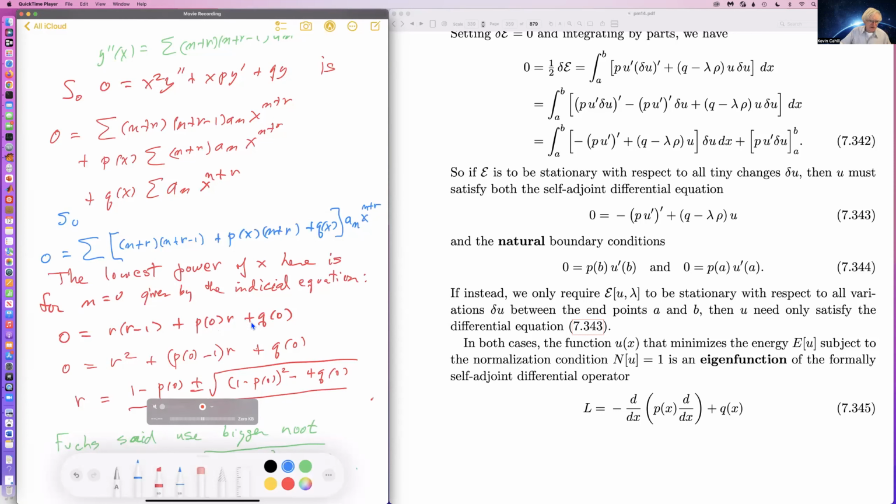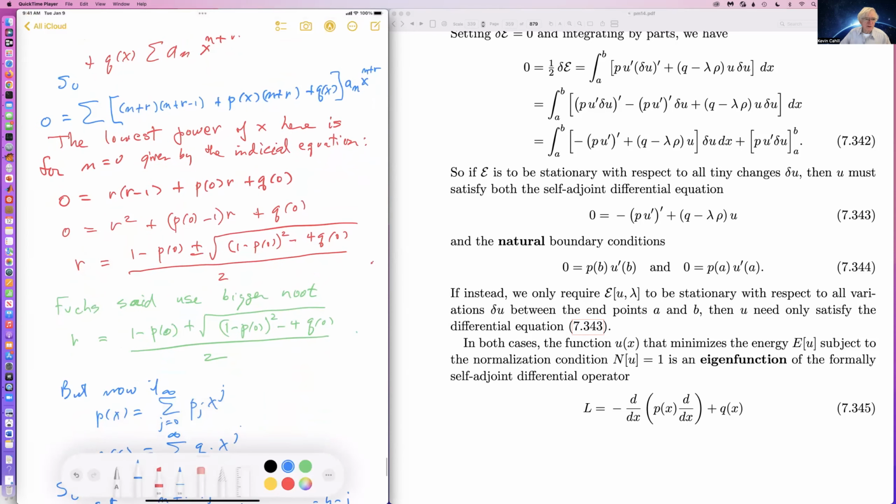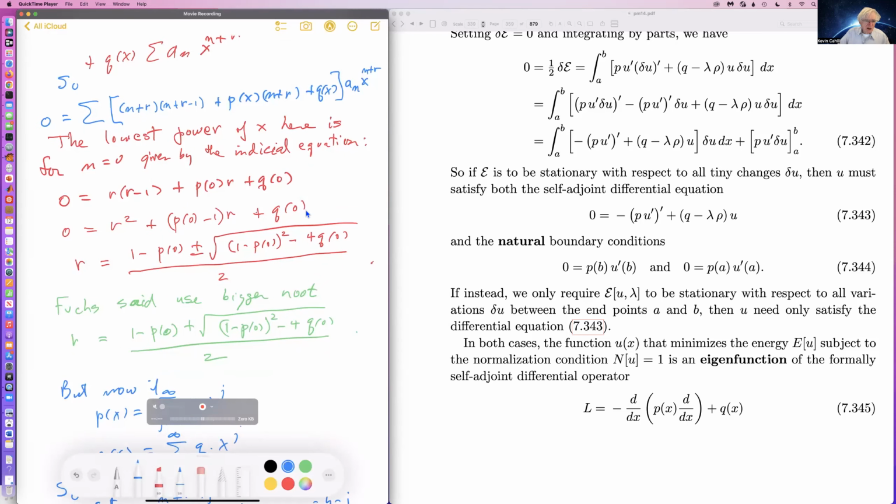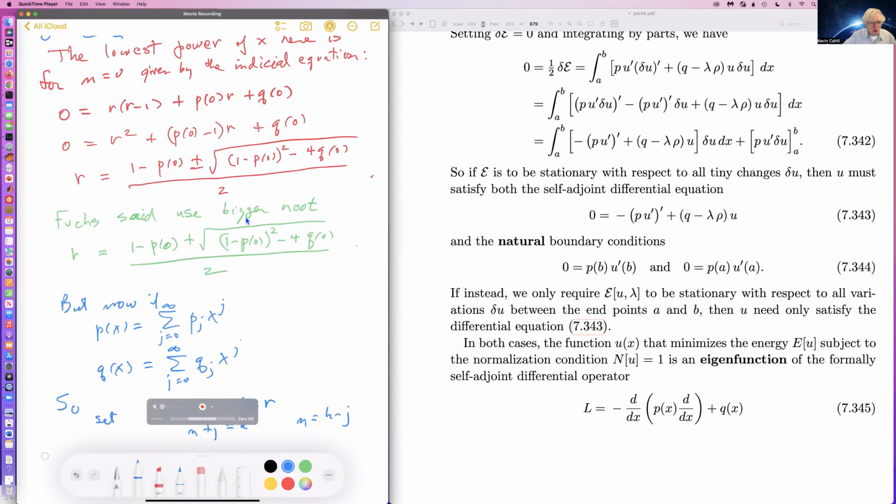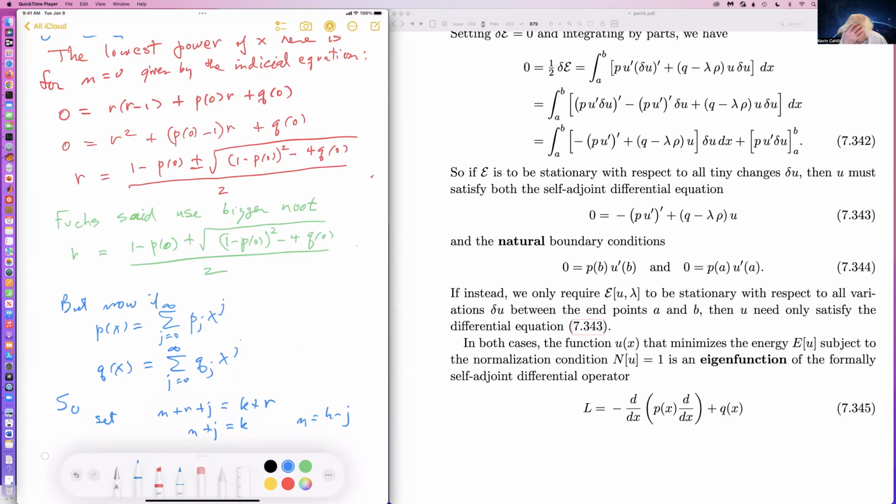So this is 0. This is the indicial equation. It's a quadratic equation for r. And these are the solutions. And remember that Fuchs said you're always safe with the bigger root. And that's the bigger root. I'm going to leave that at that point. I'm going to stop this particular thing at this point.